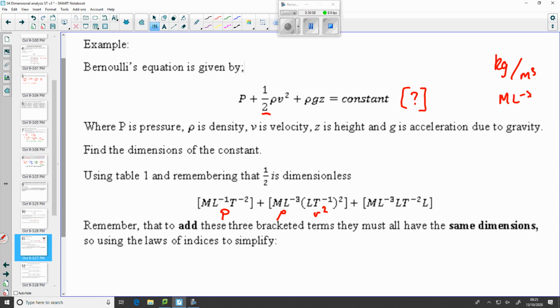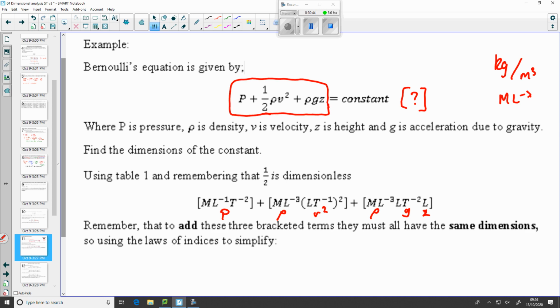ML to the minus 3, that's another lot of rho. And LT to the minus 2, that's g, that's an acceleration. And L is the length, so that's z, that's bit z. So that's the dimensions of that.